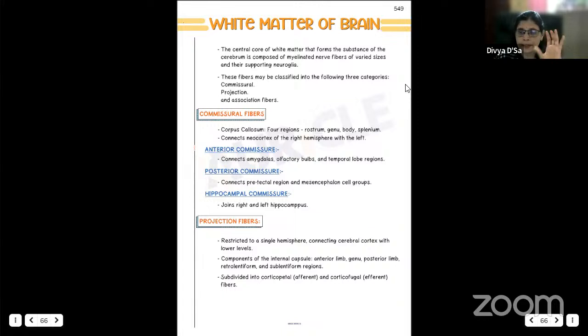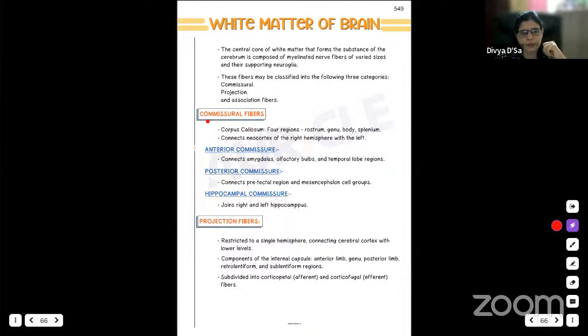Basically, the gray matter and the white matter consist of different parts of the neuron. Gray matter will have the cell body and the dendrites as well as the supporting cells, that is neuroglial cells. Whereas in the white matter, the axon part of the neuron is there, which is myelinated. Axons of the neurons as well as the supporting cells. Now, these fibers we classify into 3 types: commissural fibers, projection fibers, and association fibers.